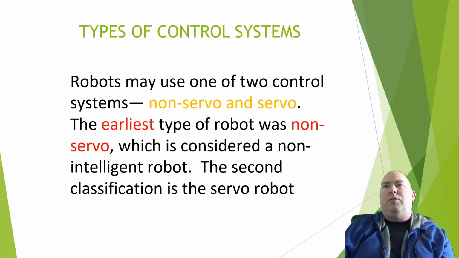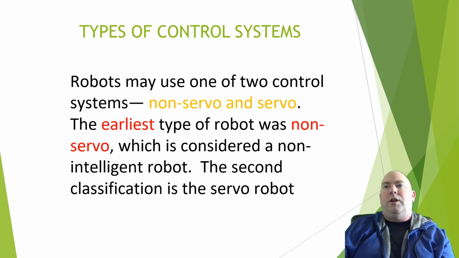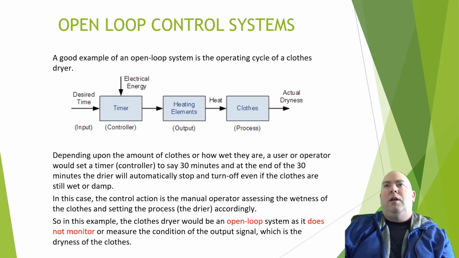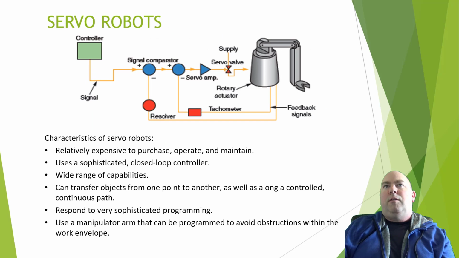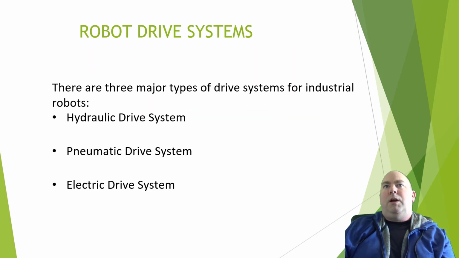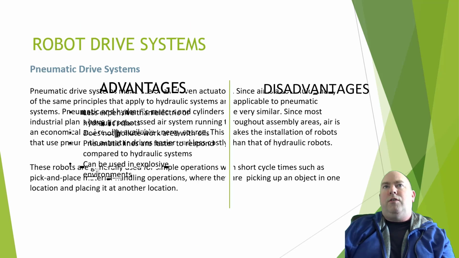Different types of control systems. We talked about servo and non-servo. We talked about different types of joints, the linear and the rotary joint. And we talked about open loop versus closed loop systems, what those mean. And then we got into hydraulic, pneumatic, and electric, and the advantages and disadvantages of each.